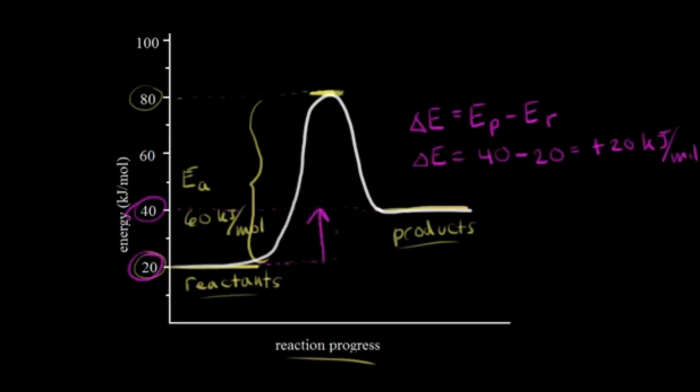So our change in energy for this reaction is positive. And so this represents an endothermic reaction. So the previous example was an exothermic reaction where heat is given off, and this is an endothermic reaction, where heat is absorbed.